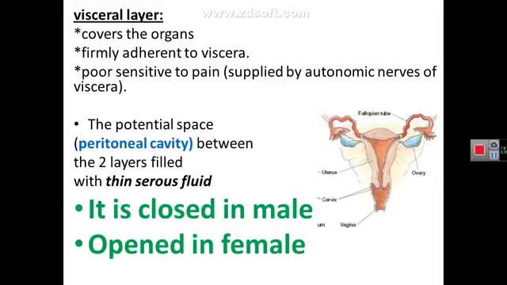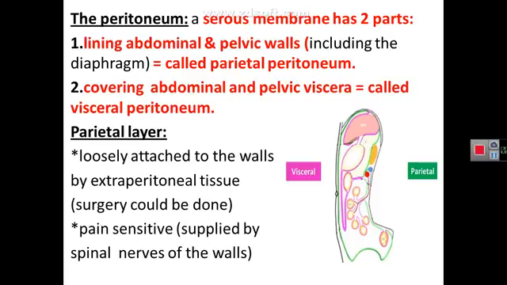The space between the parietal and visceral layer of peritoneum, here in this diagram the visceral is in a different color from the green, purple it is here, while the green is parietal. The space between the parietal and visceral layer is called the peritoneal cavity, and actually it is not really a cavity, it is just shown so in this figure. It is a potential cavity.